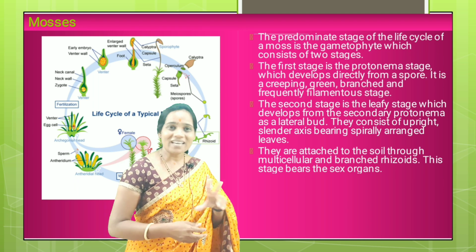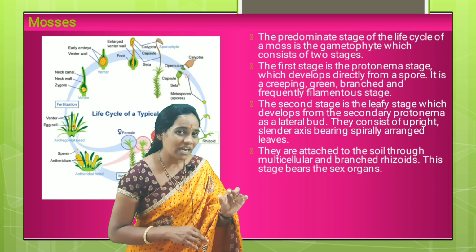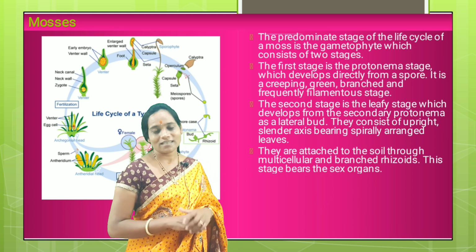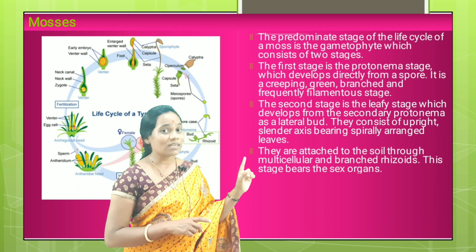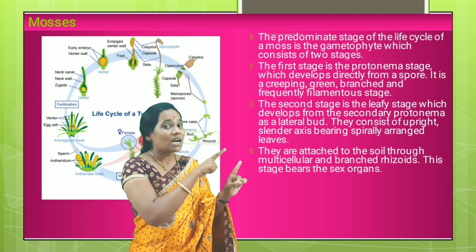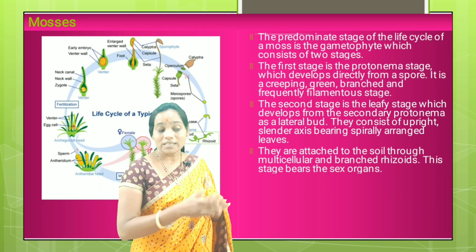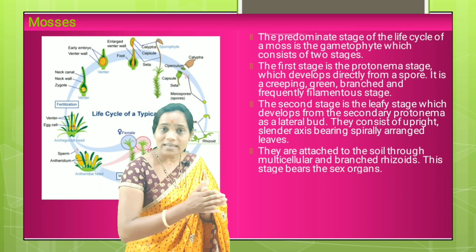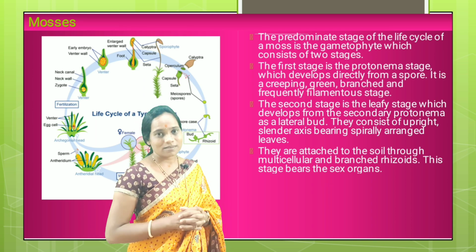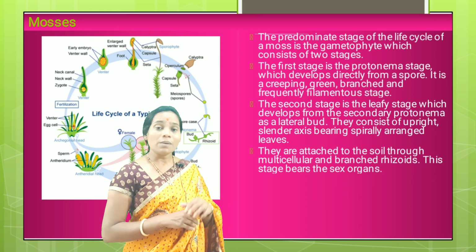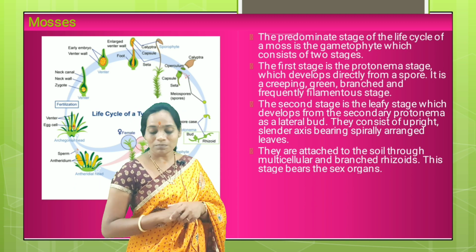The leafy stage is the second stage of the gametophyte. Gametophyte means they will compulsorily have sex organs. Hence you don't find sex organs in the first stage, the protonema, but they develop in the second stage, the leafy stage. The sex organs are the male sex organ antheridium and the female sex organ archegonium.